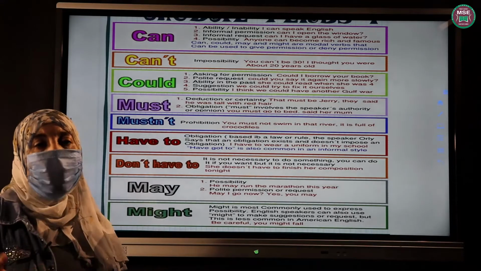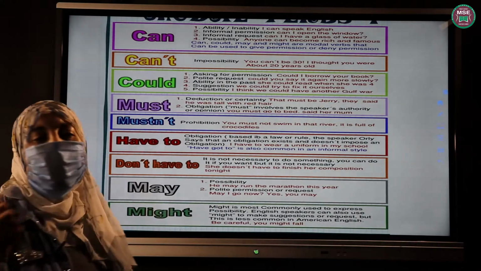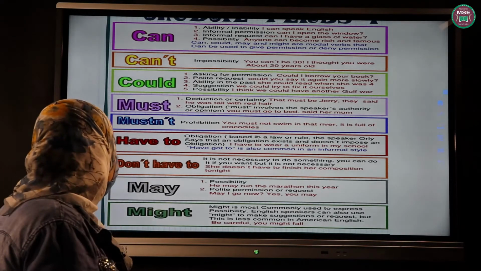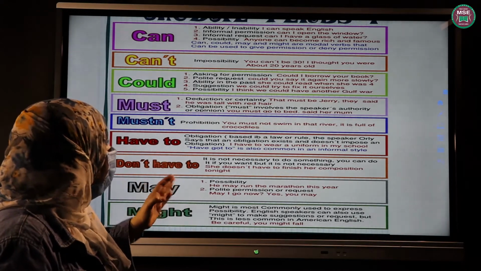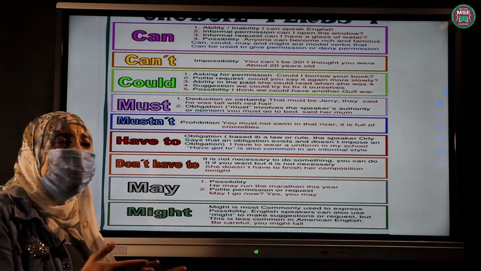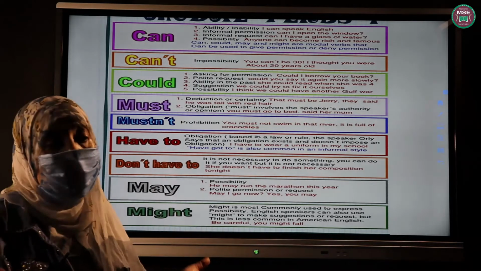Don't have to. What do you mean by don't have to? Something which is not important to be done. Something which is not necessary. Like what? It is not necessary to do something. You can do it if you want, but it's not necessary. You can do it or not, it's your choice. It's optional. If you want to do it, it's okay. If you don't, it's okay.